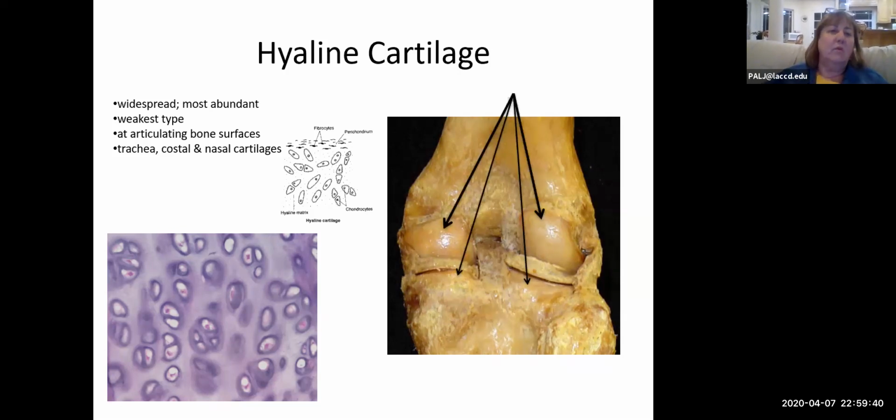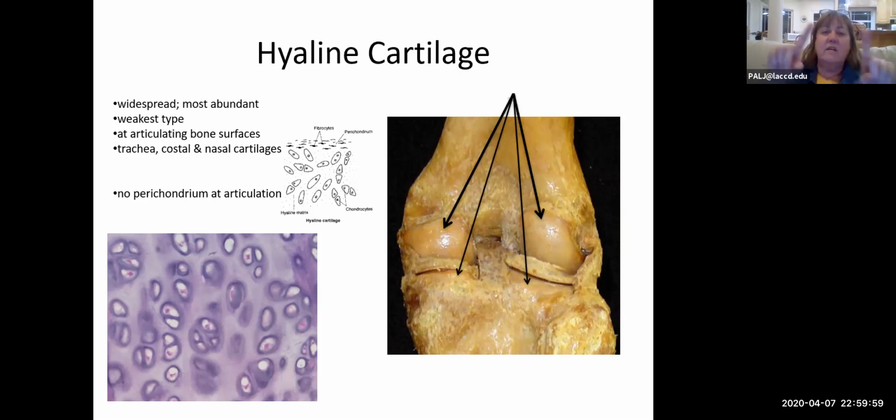So not only is it here, we're also going to have it in our windpipe, the trachea, our rib cage between our ribs and our breastbone. It's going to have cartilage. And then the anterior part of your nose, because it can wiggle a little bit, that's going to be hyaline cartilage as well.